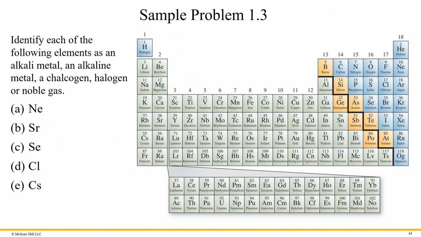Here's a sample problem. Identify each of the following elements as an alkali metal, alkaline earth metal, a chalcogen, a halogen, or a noble gas. So here are these elements. Find them in the periodic table and label them as an alkali metal, alkaline earth metal, chalcogen, halogen, or noble gas.